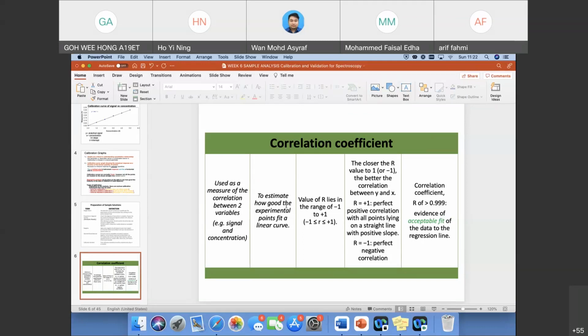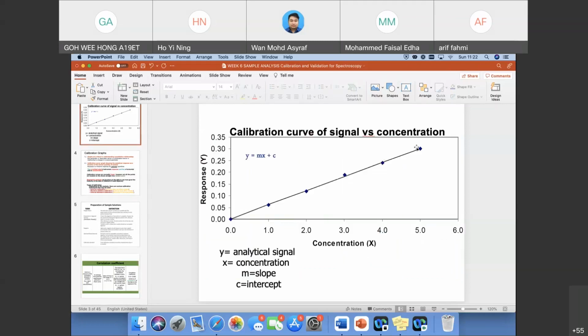Now we have looked here at experimental points. When you look at this curve, these are all experimental points. Experimental points means that from 1 ppm to 5 ppm, you dilute from your stock solution. From that 1000 ppm stock solution, you dilute it to become 5, 4, 3, 2, 1 ppm.